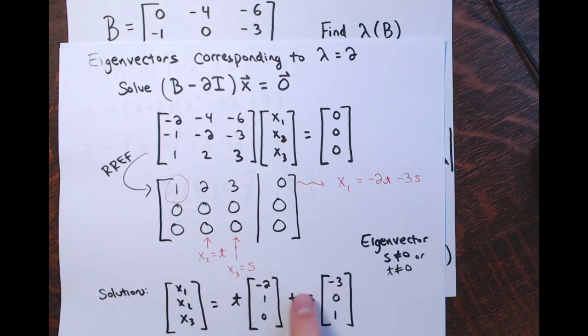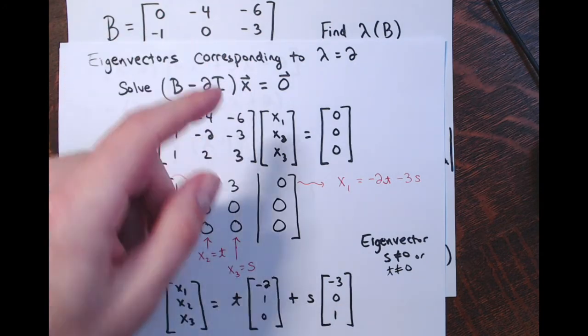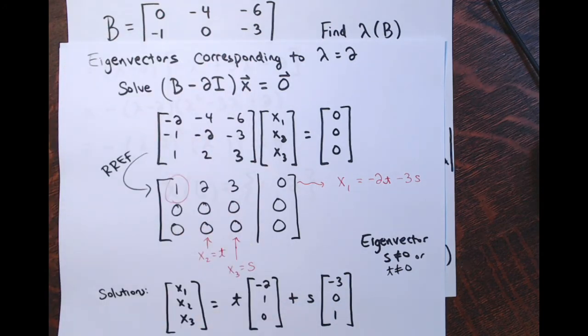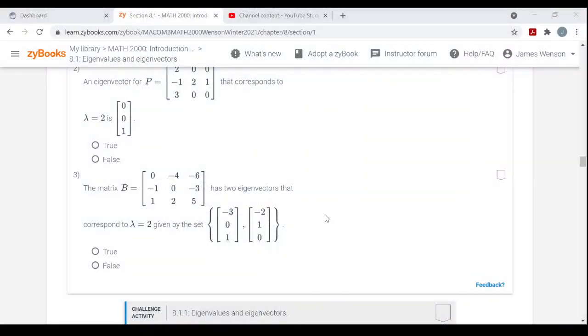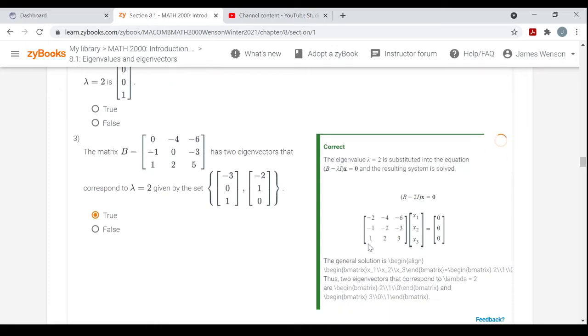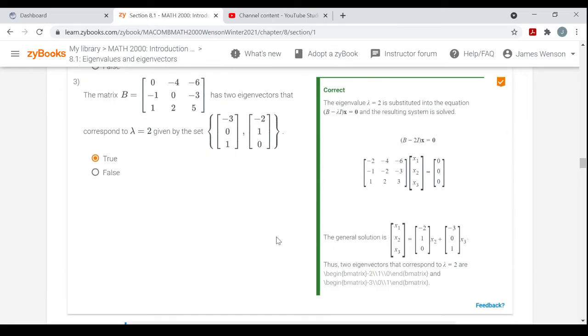So like add them up, negative 5, 1, 1. If you were to multiply B by negative 5, 1, 1, you'd get negative 10, 2, 2. You'd get twice that, lambda equals 2. But yes, there are 2 independent eigenvectors this time corresponding to lambda equals 2, and they were these 2 here. So this was true. And they run you through exactly what I just did.